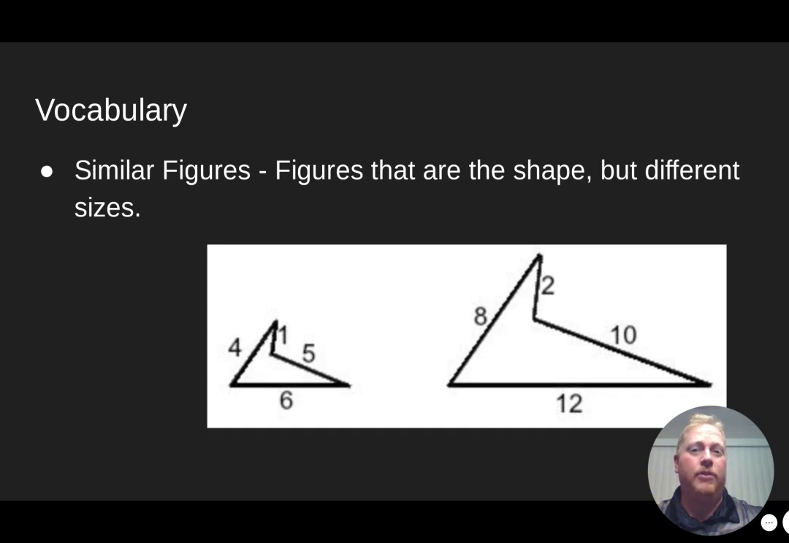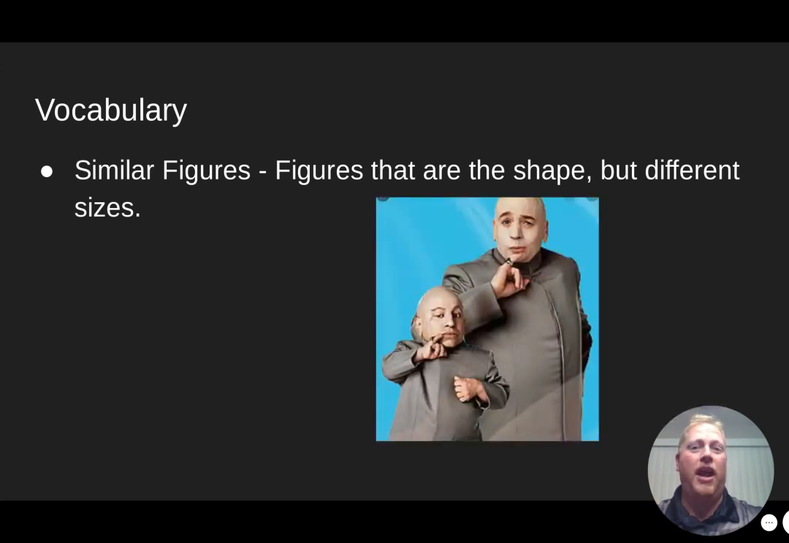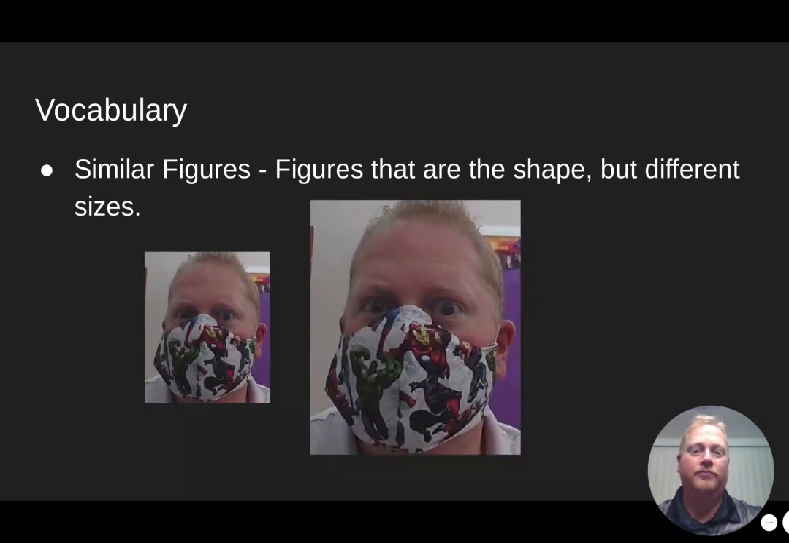Let's take a look at some other examples from real life. Here we have Dr. Evil and Mini-Me. If you've ever seen the Austin Powers movie, Dr. Evil gets frozen in time, and his henchmen create a likeness of him that is exactly 1/8 his size. So Dr. Evil and Mini-Me are similar figures. They're the exact same thing, but different sizes. If you haven't seen those movies, I'd go back and watch them. Austin Powers, they're hilarious. Here's another example of similar figures: the exact same thing, just two different sizes.